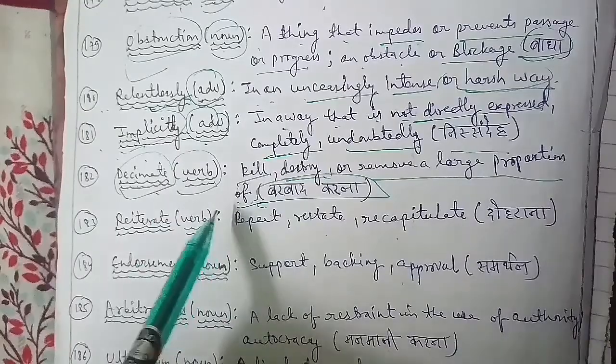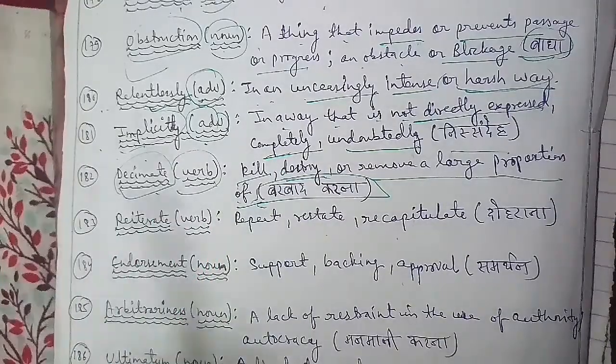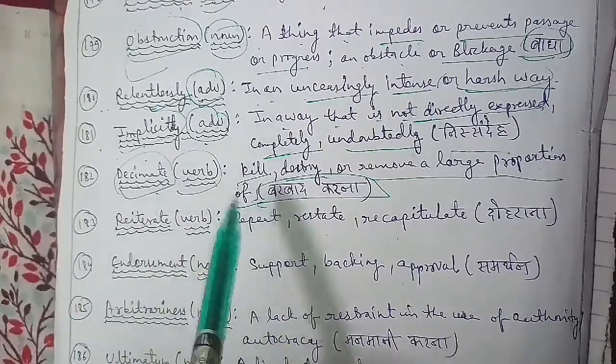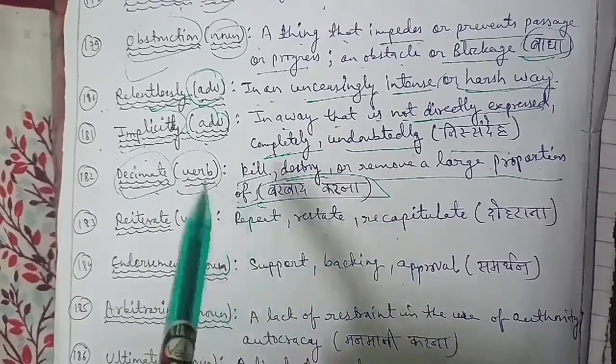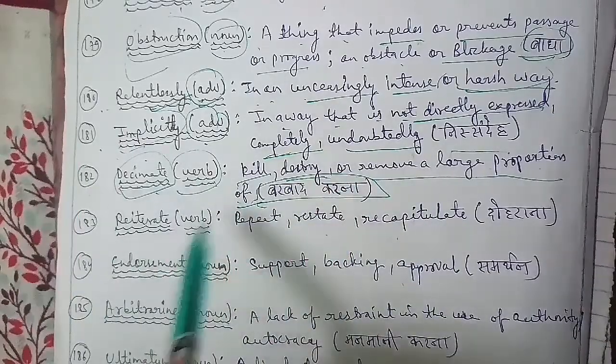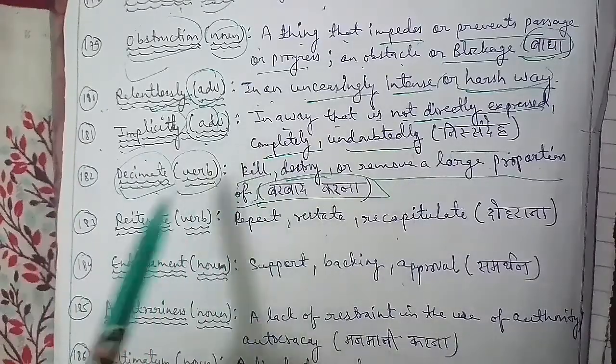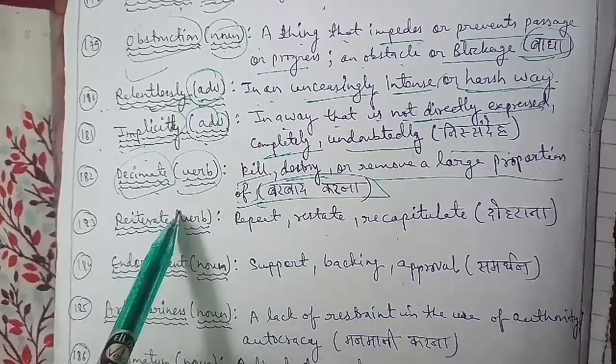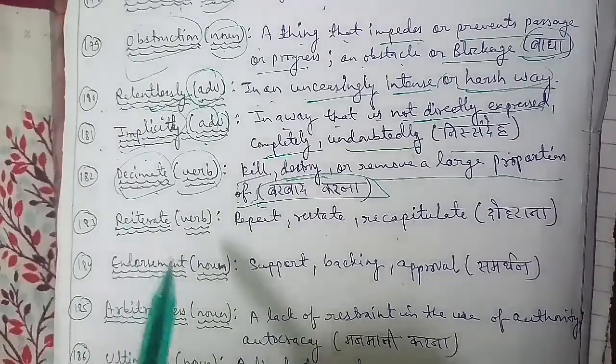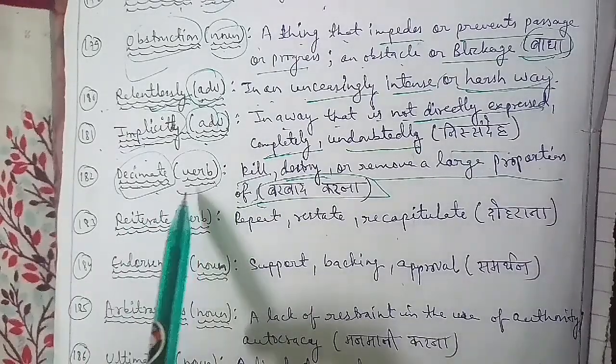कोई भी चीज़ बर्बाद करना, कोई खाने की चीज़ बर्बाद करना, किसी पर्सन को बर्बाद करना, all these in that same way: to destroy someone, to destroy something, to kill something, to kill someone. So in that case you can use the word decimate, which is used as a verb here.